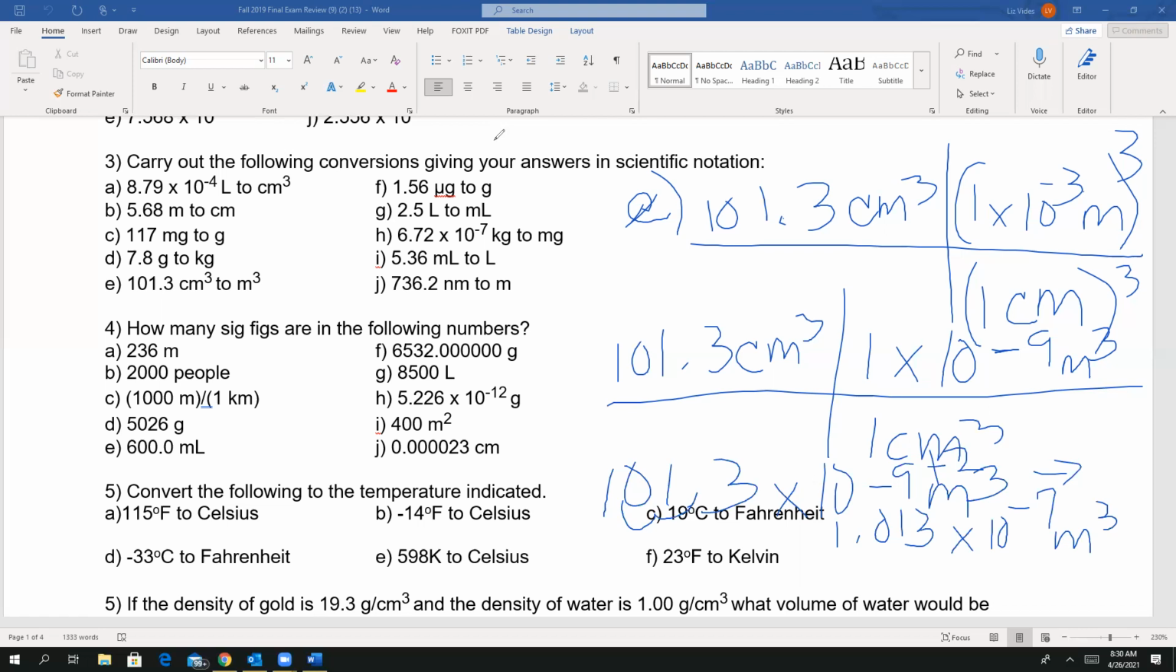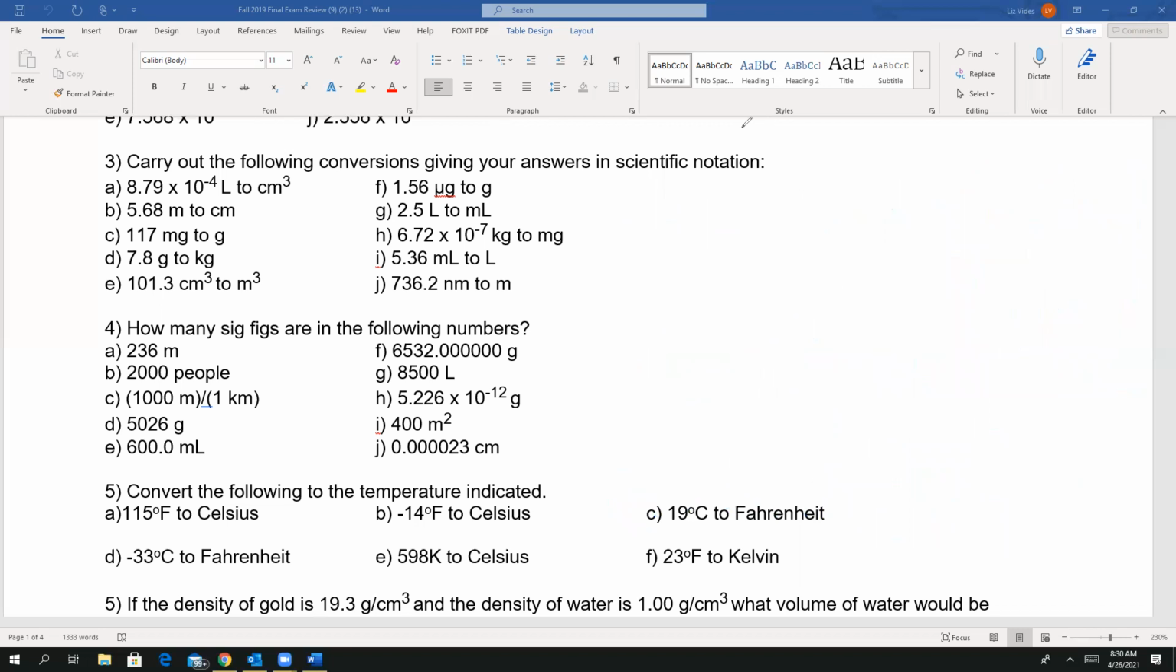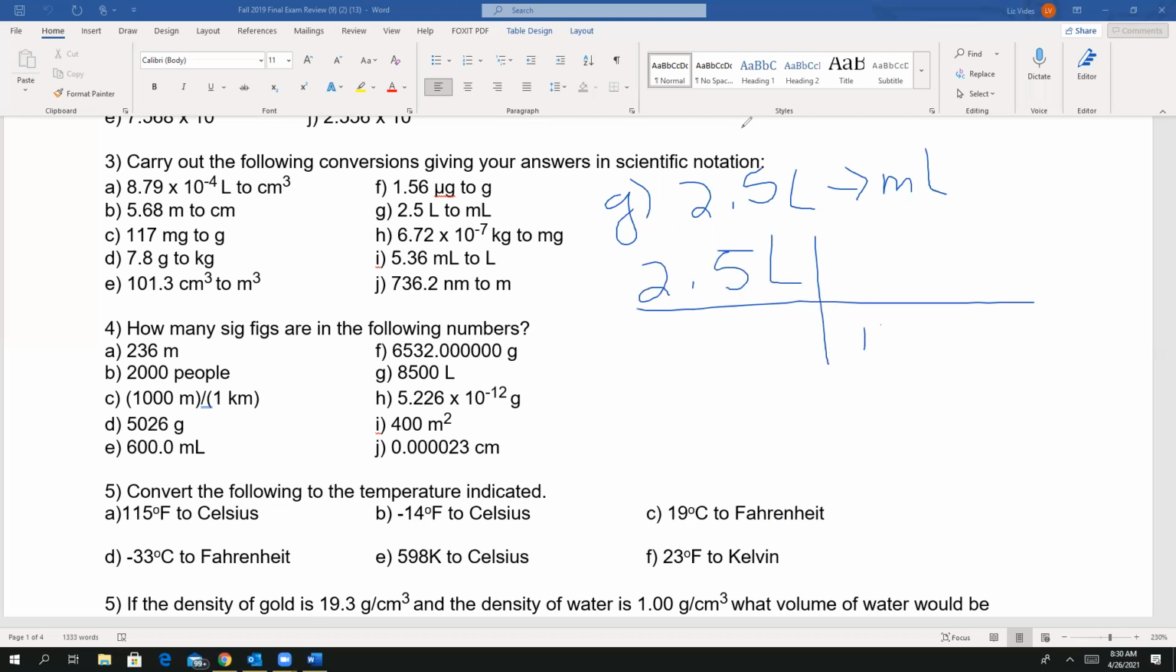All right, and clear that one. We're doing G next, which is 2.5 liters to milliliters. Okay. This one's pretty easy, 2.5 liters. Say 1 liter contains 1 times 10 to the third milliliters, right? So the answer is 2.5 times 10 to the third milliliters. Okay.